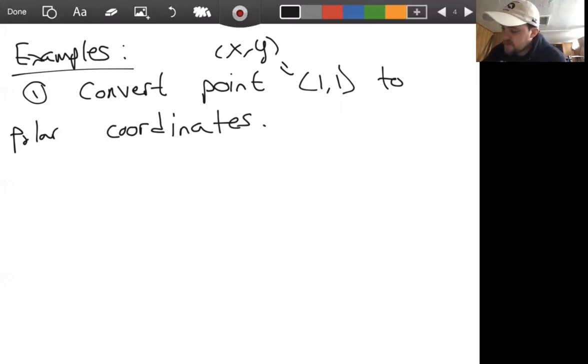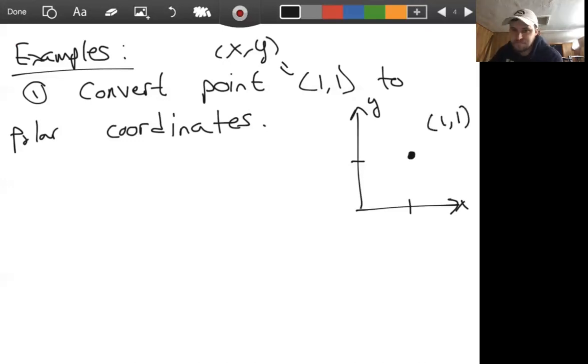So first off, let's keep a picture in the back of our head about what's going on. We're at the point (1, 1). That means in the x direction and in the y direction, we march over 1 and we march up 1. And this is our point, right? This is the point xy equals (1, 1). And now we want to use this and convert to polar coordinates.